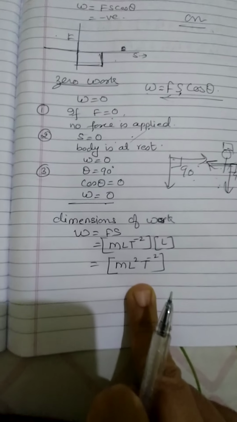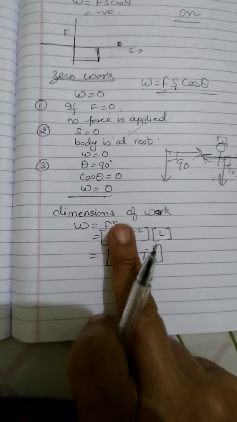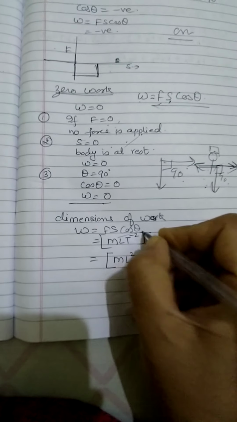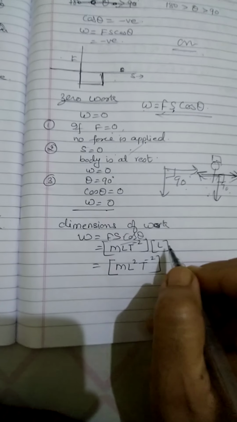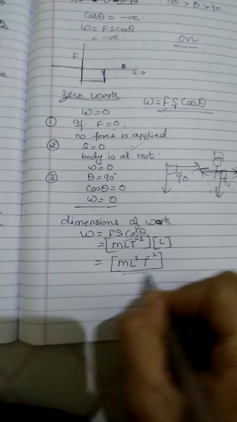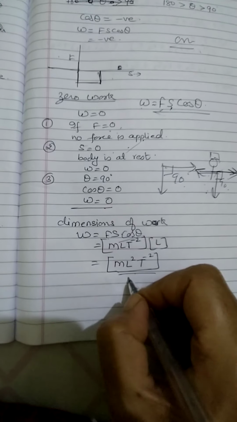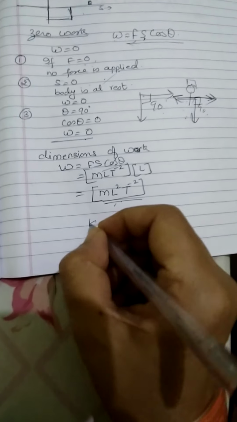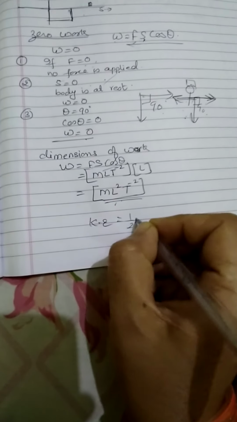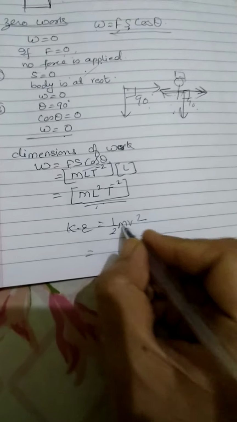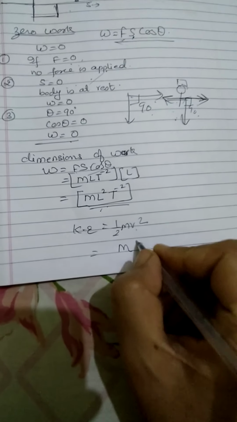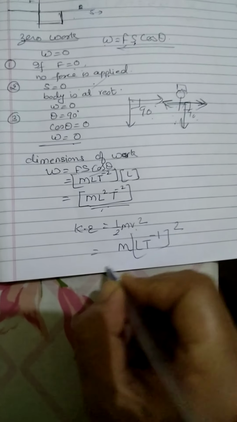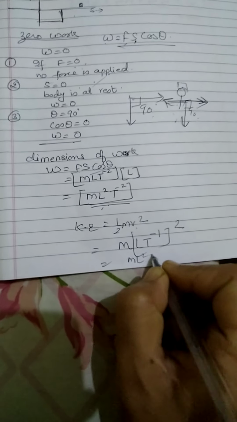Now we come to the dimensions of work. Since work is equal to force into displacement, and cos theta is also there, but cos theta is dimensionless, we will write the dimensions of force and the dimensions of displacement. The dimension of work will be the same as the dimensions of energy. Whether you derive it from kinetic energy, that is half mv square: the dimension of m is M, the dimension of v is LT to the power minus 1, and then the square of this. See, the dimensions come out the same.